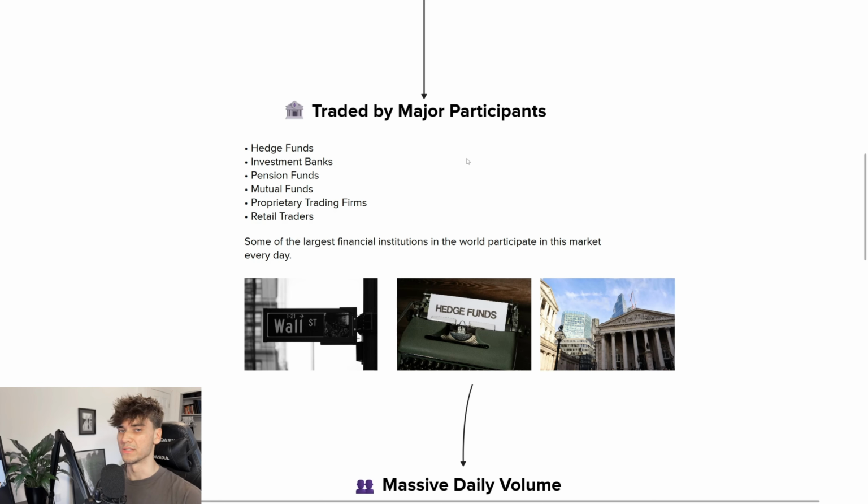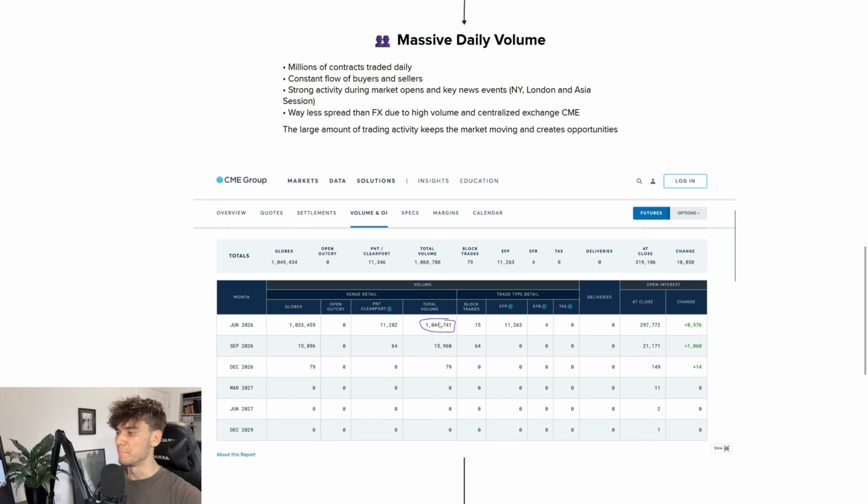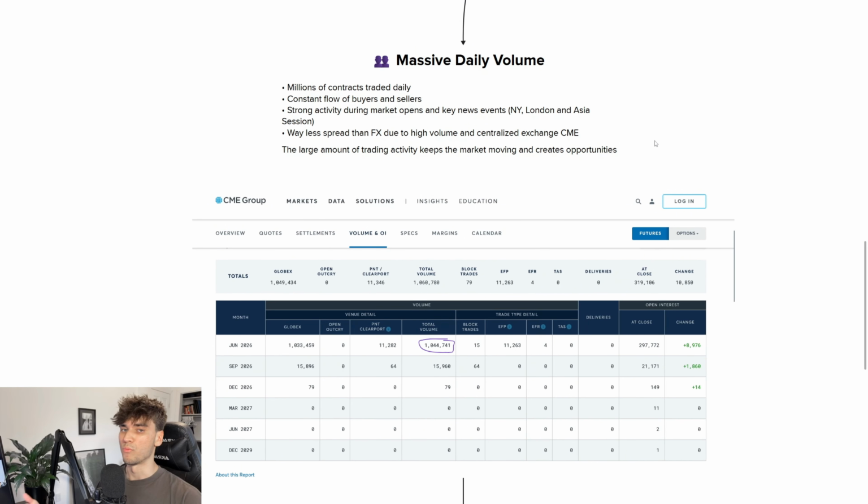Because these participants have such large position sizes, there's going to be tons of liquidity in the market. Because NASDAQ has such a massive daily volume, there's going to be a constant flow of buyers and sellers. NASDAQ futures has hundreds of thousands to millions of contracts traded during certain days. For example, last Friday, there was 1 million contracts traded that day, which means that basically that's how many times one contract went from one hand to another.